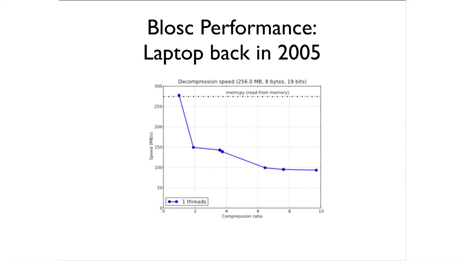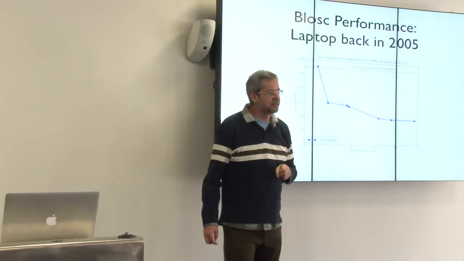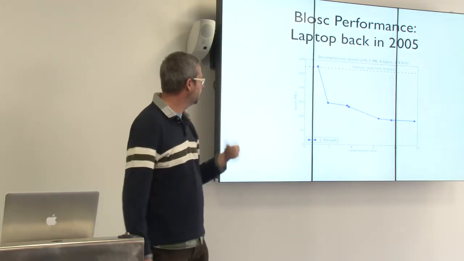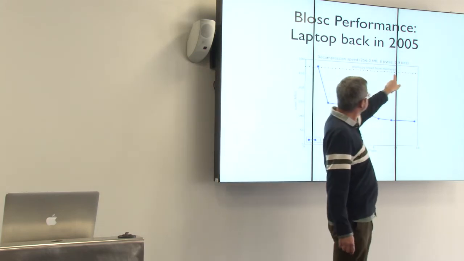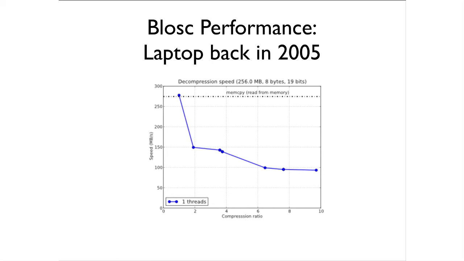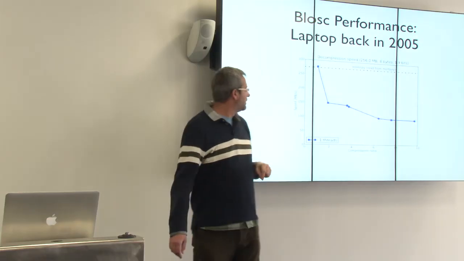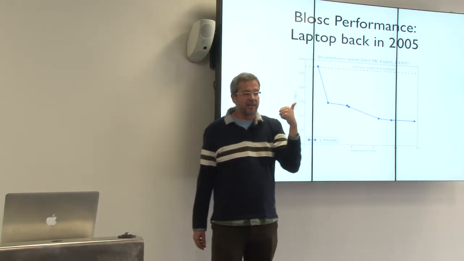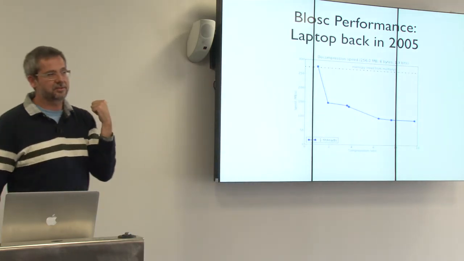This is also a demonstration of how Blosc speed is going to benefit from the advances in CPUs in the time to come. So this is the performance. This is the compression ratio, and this is the speed, in megabytes per second, in a laptop which is 9 years old, okay? And here we have the memcpy speed, which was around 300 megabytes per second, but the speed of Blosc was not very good compared with memcpy. And of course, this was using only one thread. By that time, not many processors had multi-cores.